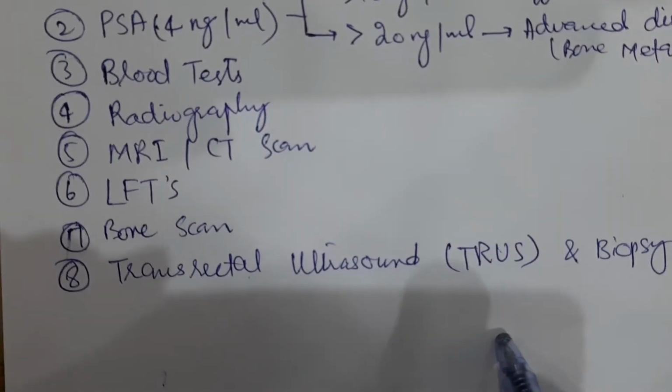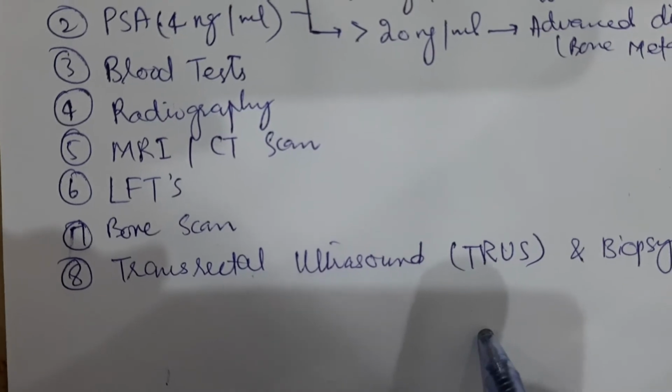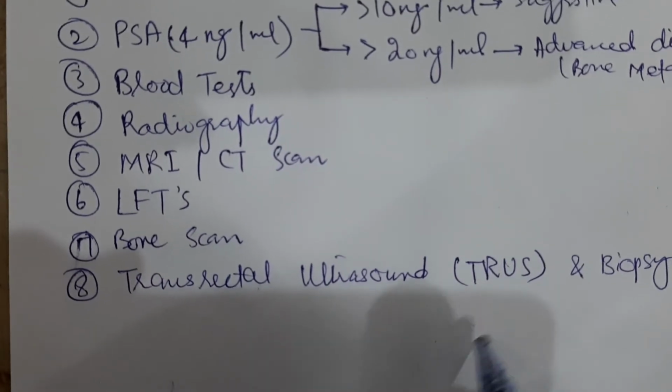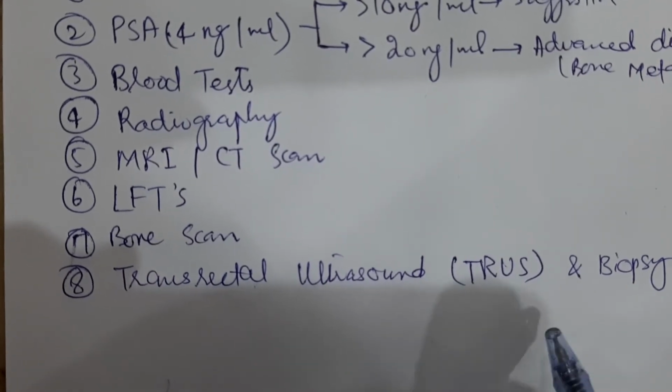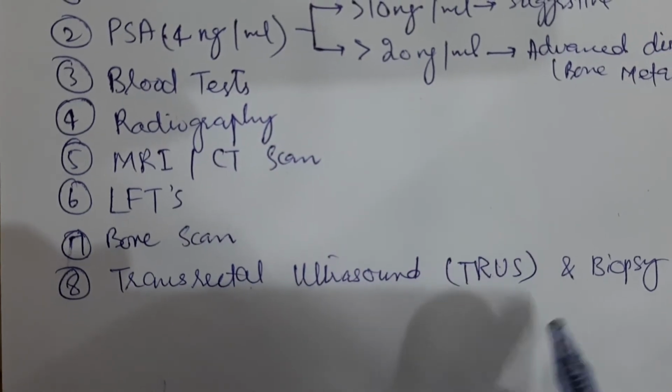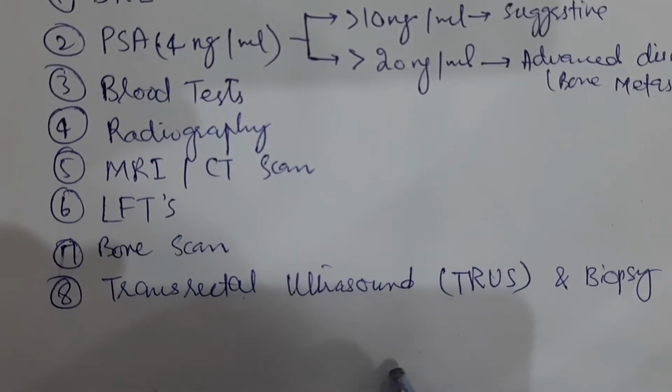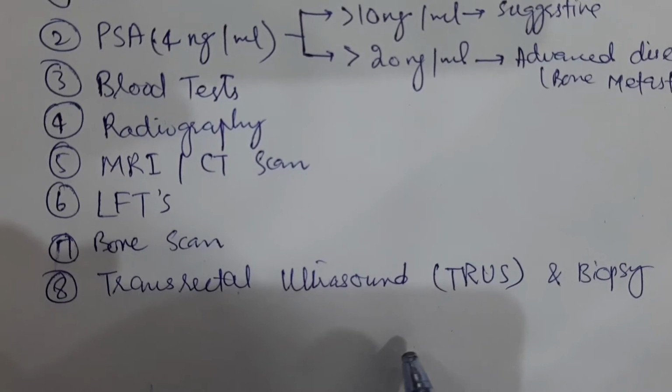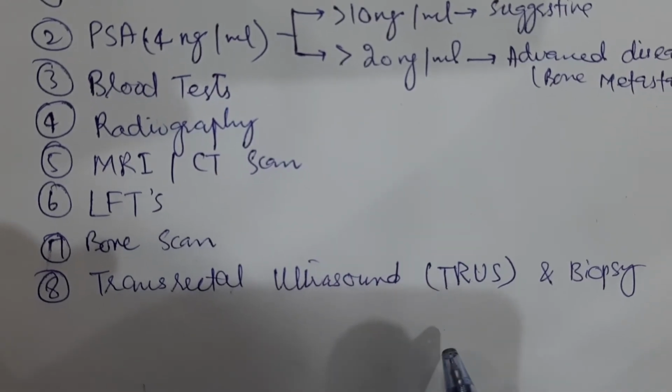The procedure is done under the local anesthesia. Generally local anesthesia is used, and the prostate is visualized with transrectal ultrasonography, and 12-core biopsy of the prostate is obtained by true cut needle mounted on the spring loaded gun.